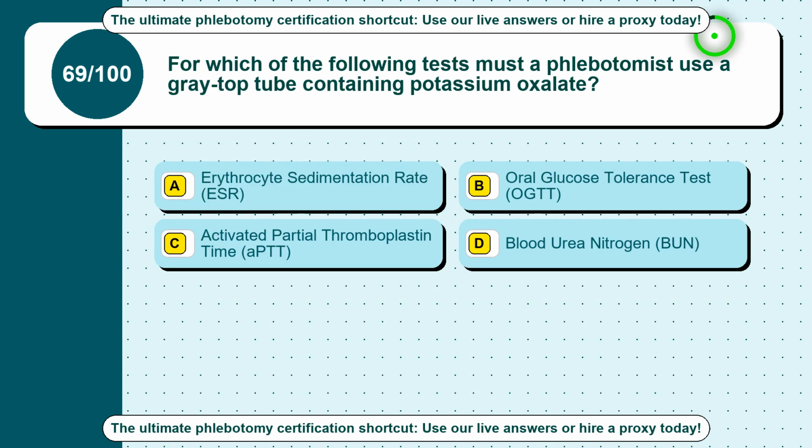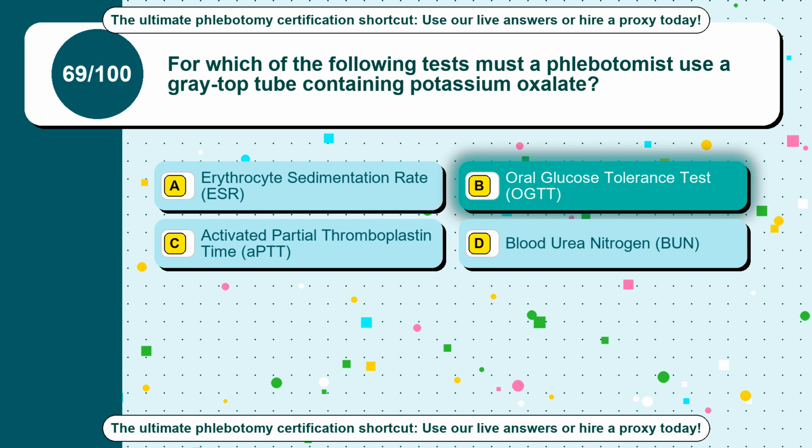Question 69. For which of the following tests must a phlebotomist use a grey top tube containing potassium oxalate? Option A. Erythrocyte sedimentation rate, ESR. Option B. Oral glucose tolerance test, OGTT. Option C. Activated partial thromboplastin time, APTT. Option D. Blood urea nitrogen, BUN. The correct answer is option B.